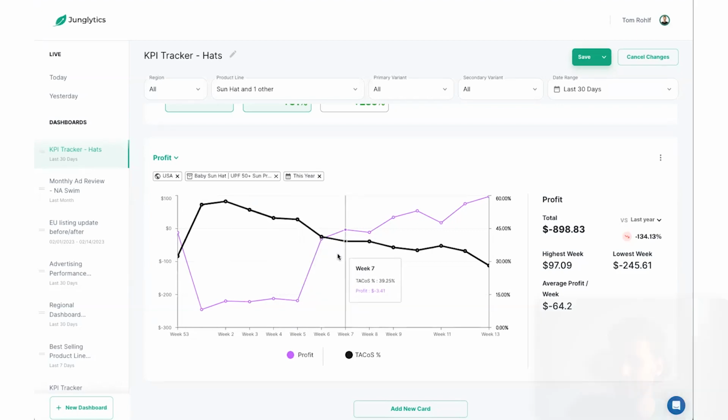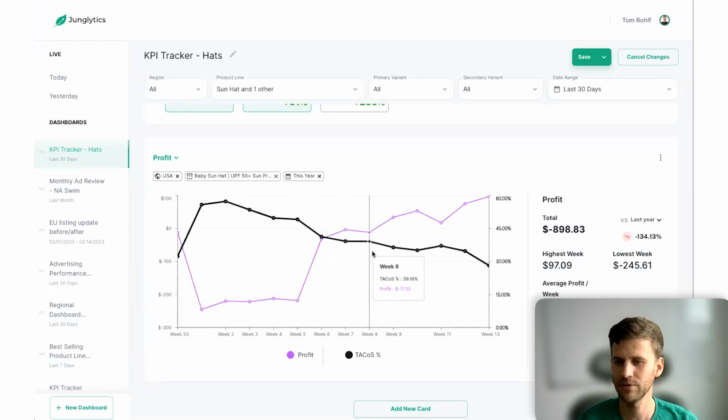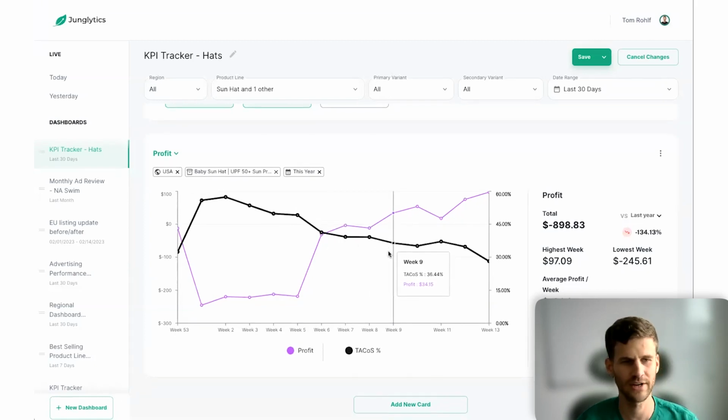So I've got another case study I'd love to run through that'll show a different use case. This was mostly around tracking KPIs for a specific subset of your products. Next, I'd like to talk about that accountability piece and how you may use Junglealytics to keep brand managers or agencies accountable to the metrics that you've agreed to hit.